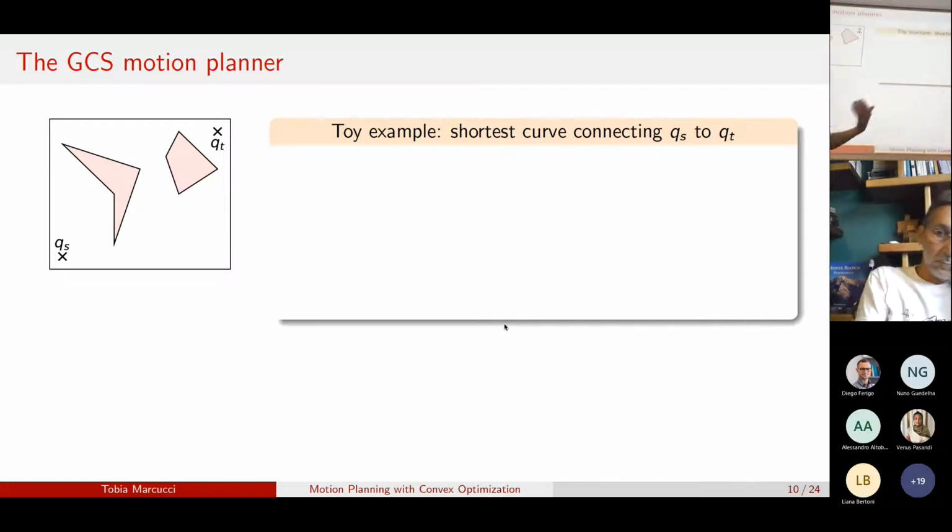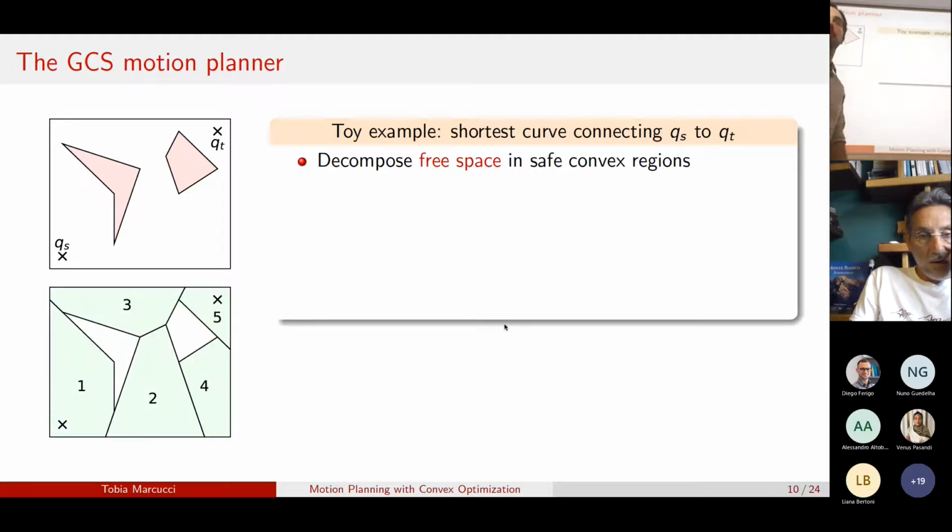As I mentioned, the motion planning algorithm we propose is based on trying to reformulate the design of a continuous trajectory into a shortest path problem in graphs of convex sets. So let me briefly discuss how we can do this in a simple case. And let's say that we want to design a continuous curve that connects the starting point to the target point on the top right. And we want in particular the shortest curve that avoids the obstacles in red. The first step that we do is to decompose the free space in convex regions.